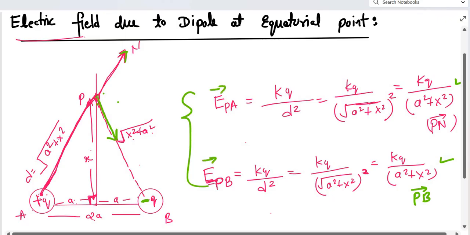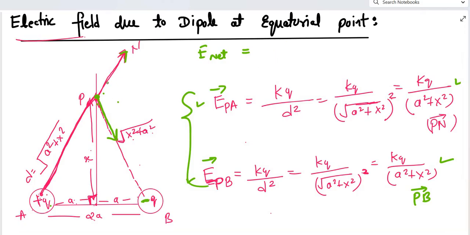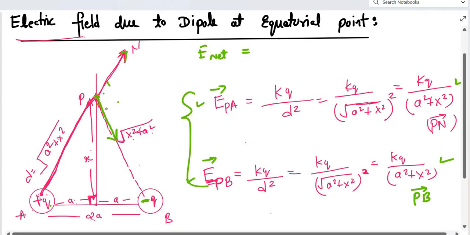At point P, I got two electric fields. One electric field is due to A, which is this, and one electric field is due to B, which is this. But I need the net electric field. I am interested to find E net. So how to calculate the net electric field? When two vectors are at some angle, there is a method to solve it.